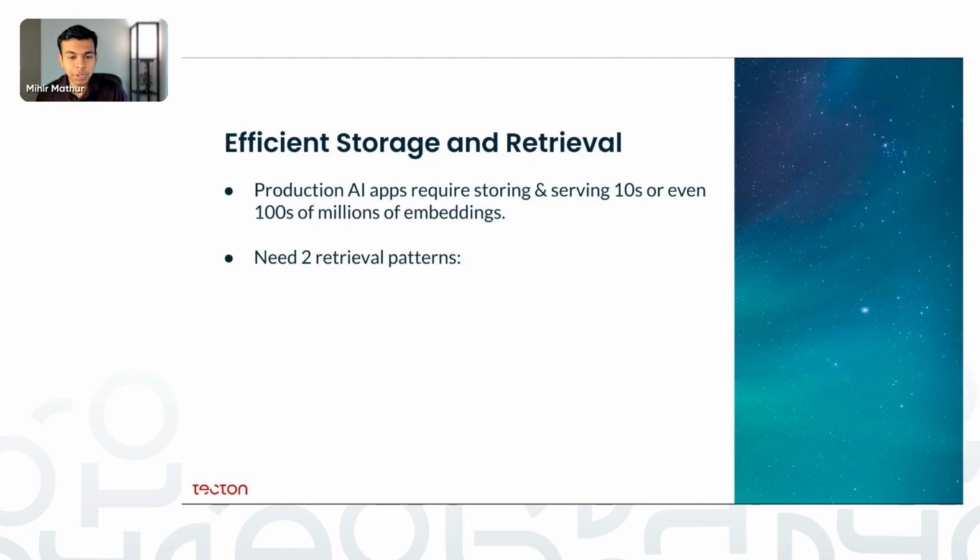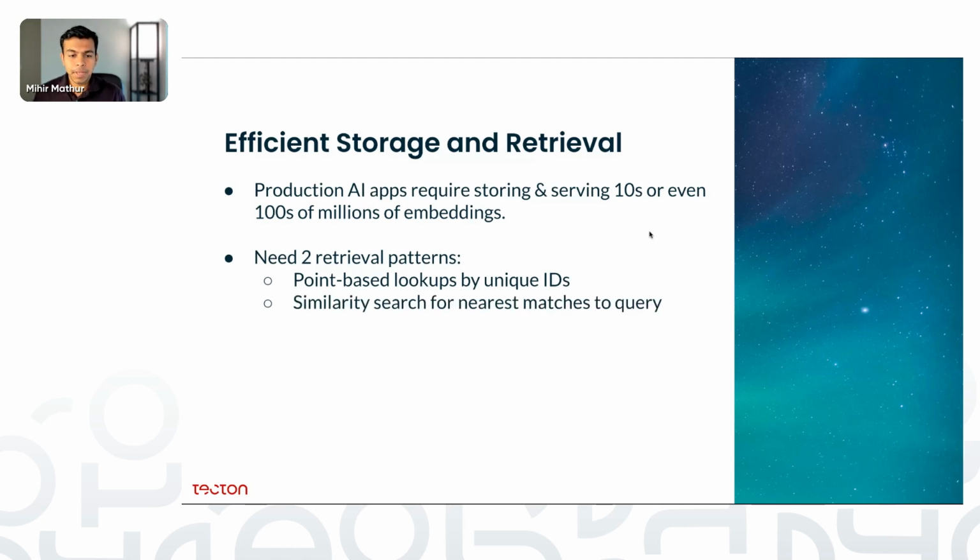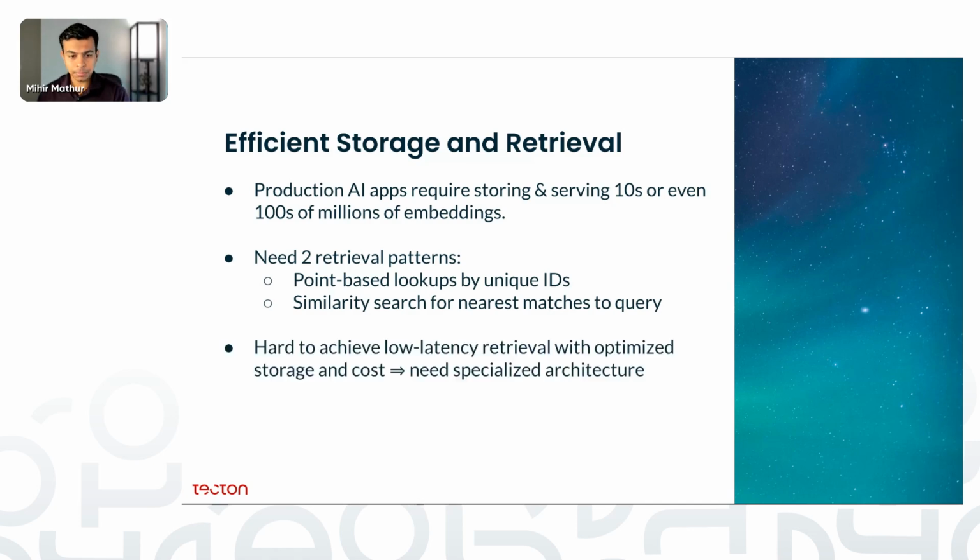So there's also the need for two retrieval patterns that I mentioned, point-based lookups by unique IDs. So these are for things if you're trying to classify, run fraud detection, or even if you're recommending something, you might want to just look up the embedding for it. And then there's similarity search for nearest matches to a query. So these are the two different patterns that you would need to support at scale. Both of these are hard to achieve low latency retrieval with optimized storage and cost. So you need specialized architecture.